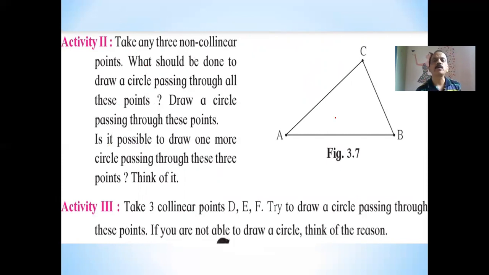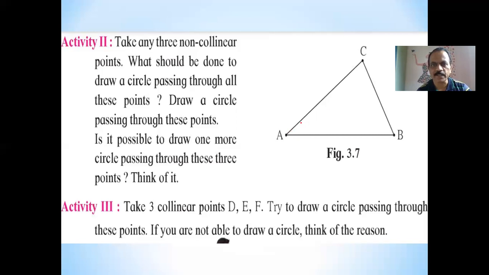We draw the perpendicular bisector of any 2 segments of that triangle. That means for AC, we draw a perpendicular bisector like this, and for AB, we draw a perpendicular bisector like this. A point will be formed here at the intersection of the perpendicular bisectors, and this point is equidistant from point A, point B, and point C. So this point is equidistant from the given 3 non-collinear points.